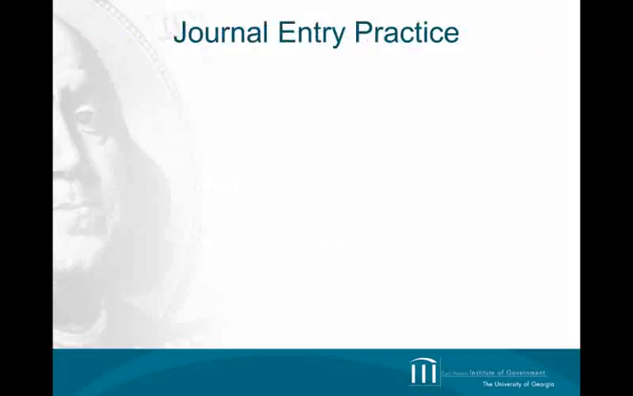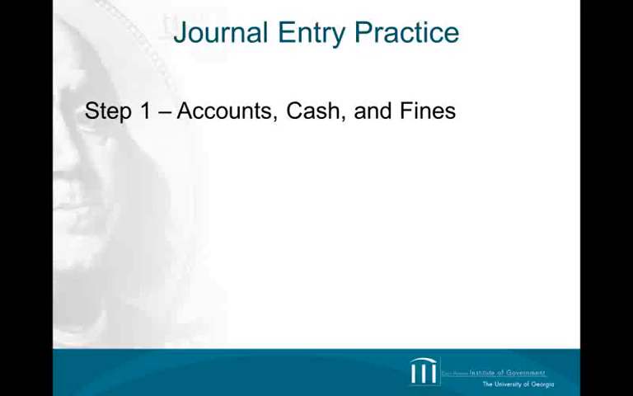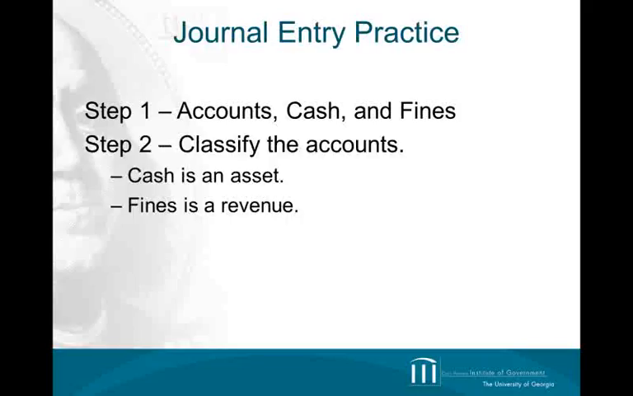Let's practice the rules of debit and credit with a sample journal entry. Your government receives $200 cash for payment of fines. In applying the steps for journal entries, first, you will determine which accounts are involved, in this case, cash and fines. Next, you will classify the accounts: cash as an asset and fines as a revenue.